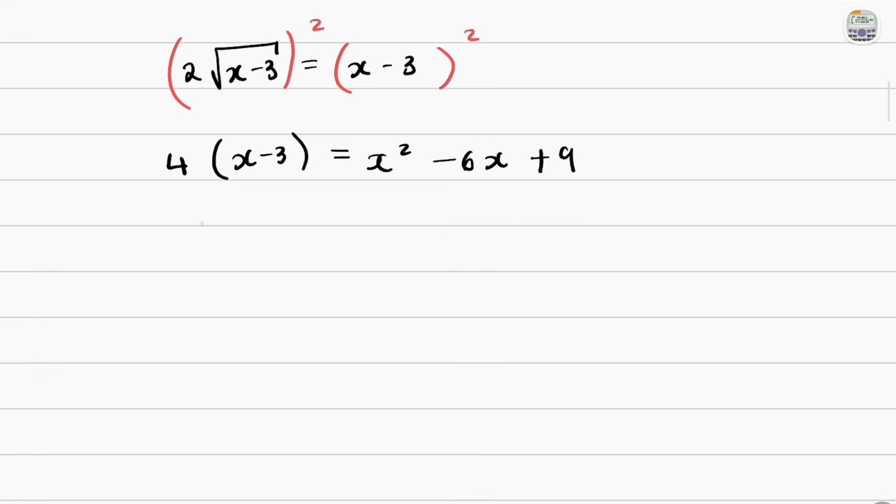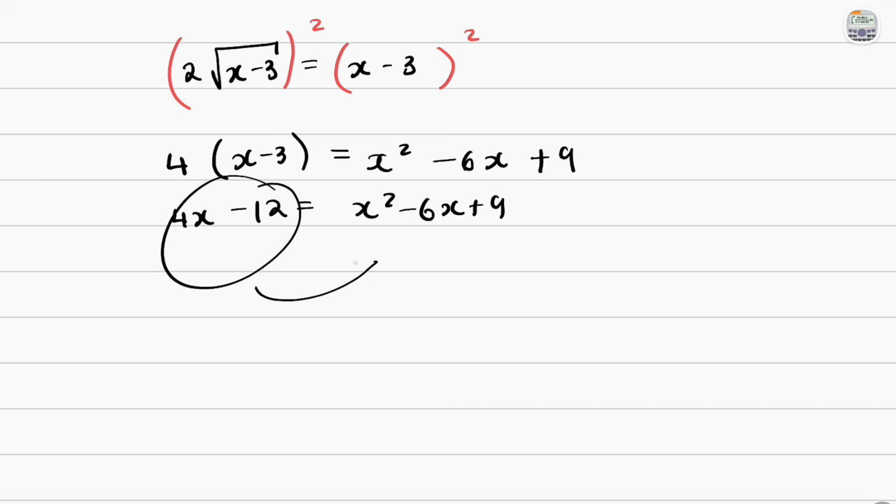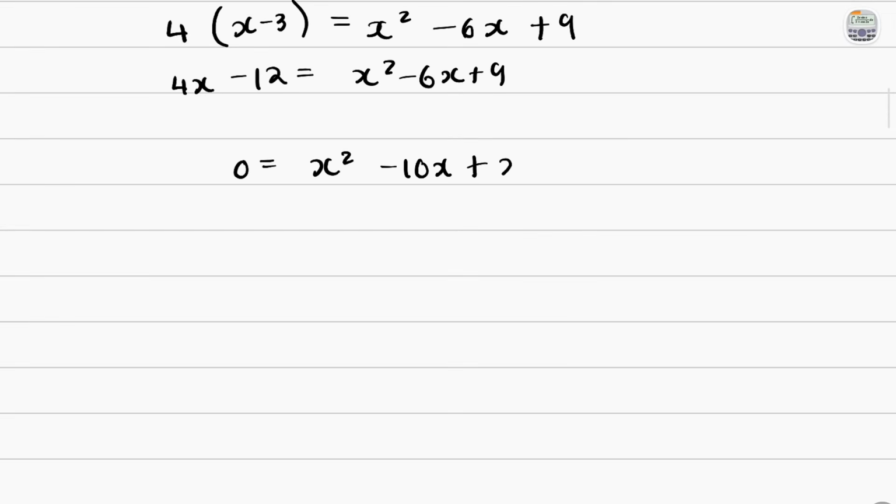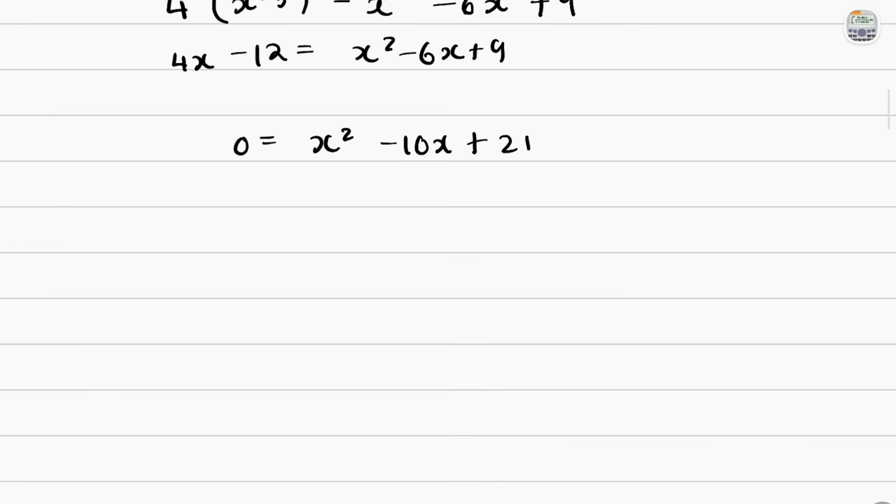Okay, now distribute here, that is 4x, and that becomes negative 12 is equal to x squared minus 6x plus 9, and we can just go ahead and transpose this, so bring it over to the right hand side. 0 equals x squared, and if we have minus 6x, and then that comes over to become minus 4x, we get negative 10x, and then positive 9, this comes over to become a plus 12, we get positive 21. Okay, so now we have to factorize.